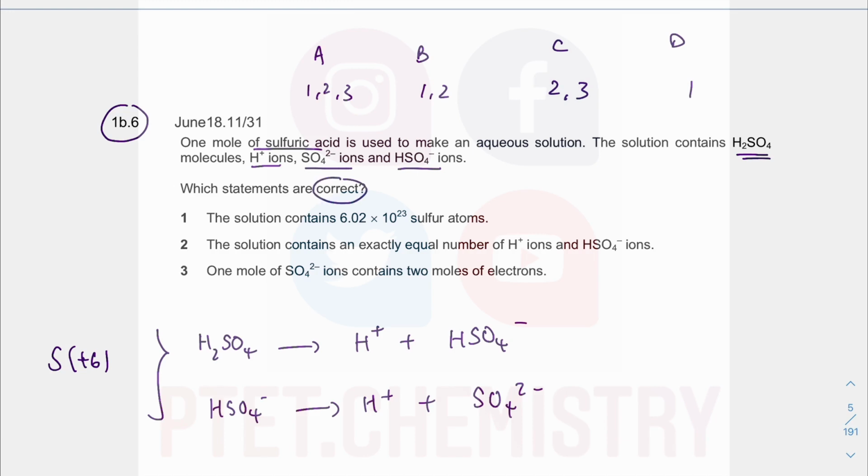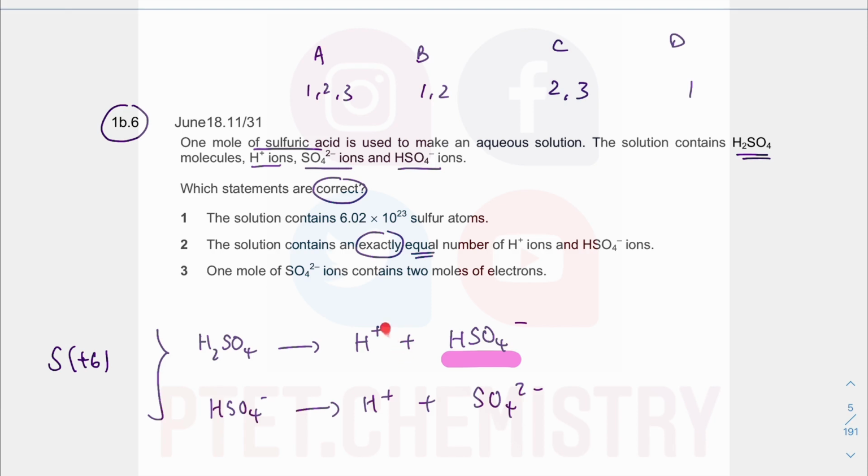If I check for statement 2, based on the logic of this kind of question, it says the solution contains an exactly equal number of H plus and HSO4 minus ions. If you just consider the first equation, then yes, 1 mole of these is formed alongside 1 mole of these. But do not forget that the HSO4 minus can further dissociate to give you H plus and SO4 2 minus. So considering that these can be further dissociated, and they say that the solution contains SO4 2 minus, where do you think the SO4 2 minus comes from? It comes from these having dissociated further.